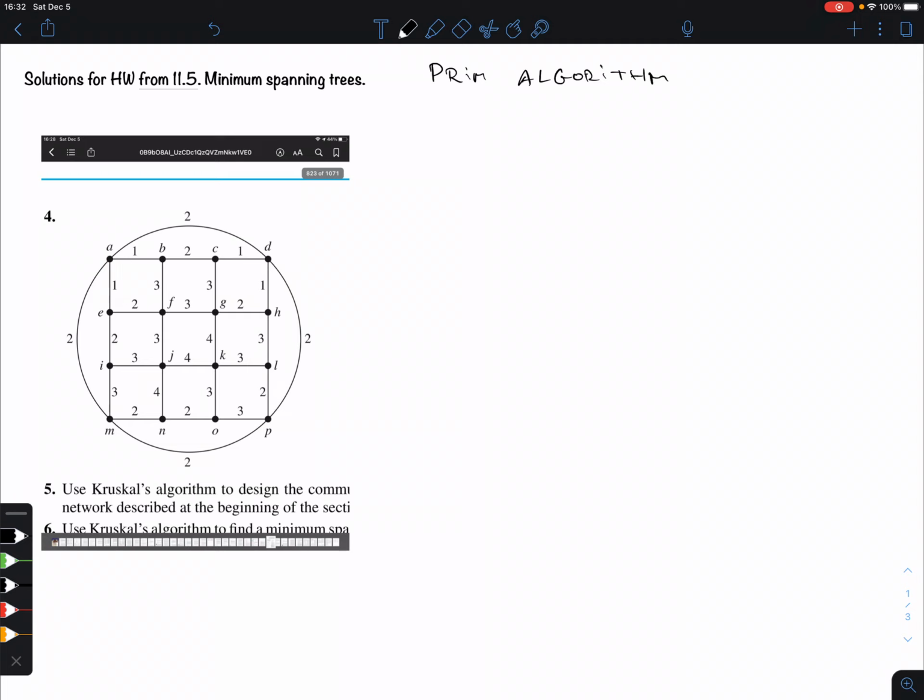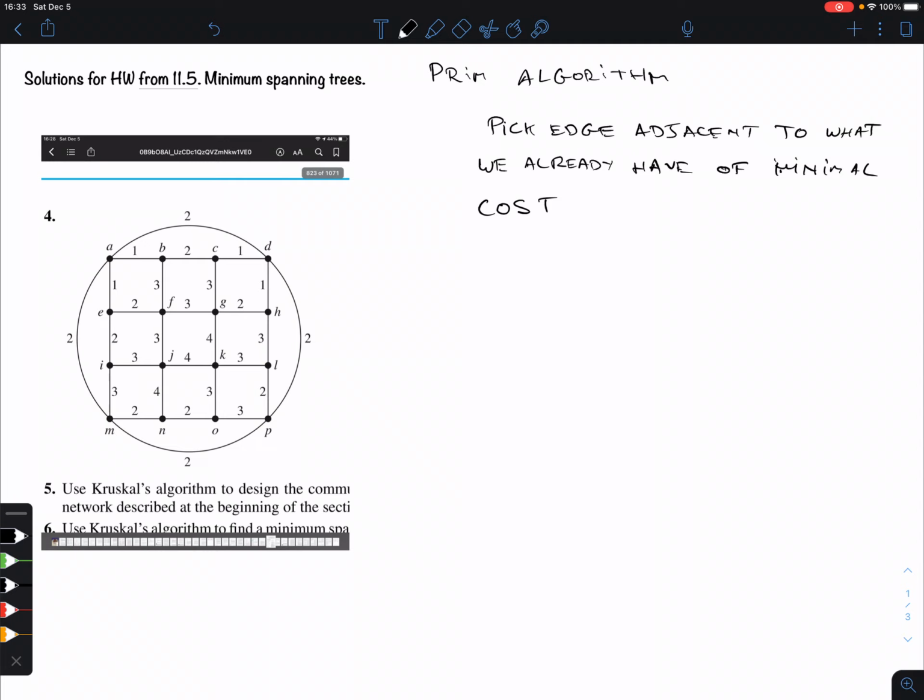Okay, so the way it goes here is, remember, what we need to do is we pick an edge that is adjacent to what we already have, of minimal cost, I'm going to say cost, and very important, without making a circuit. Because we want to build a tree, so we can never make a circuit. So we have to pick any edge, and the two things is it has to be minimal cost. Well, three things. It has to be adjacent to what we already have. It has to be minimal cost, and it is without making a circuit. Those are the three conditions that we constantly have to be on the lookout for.